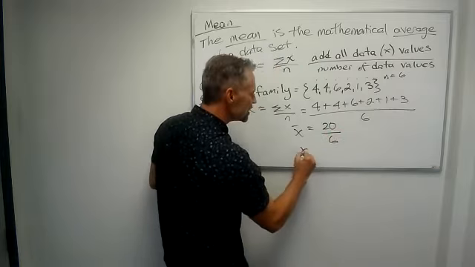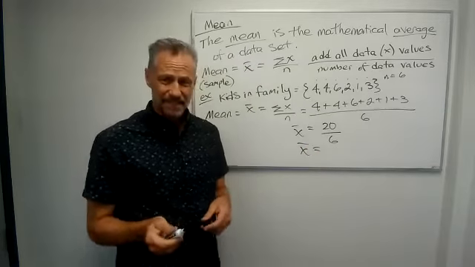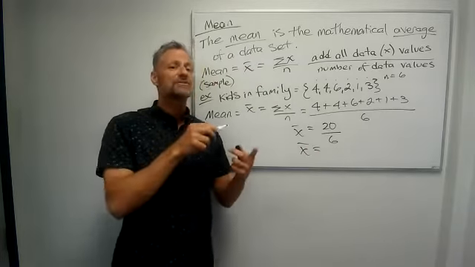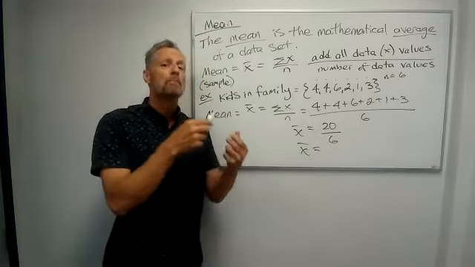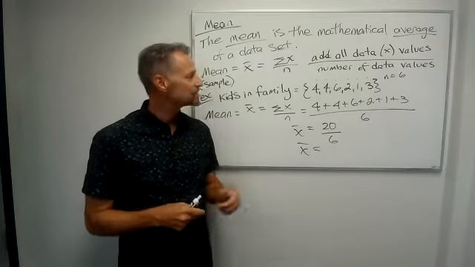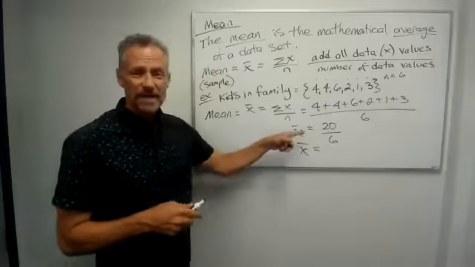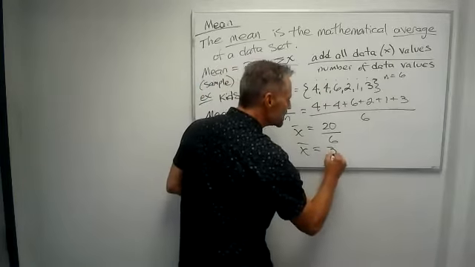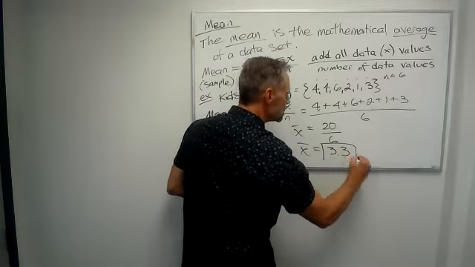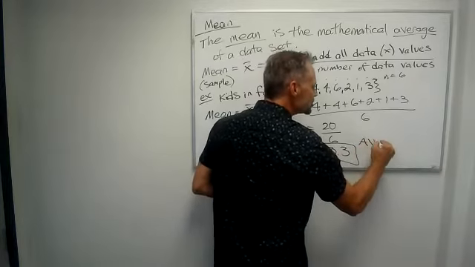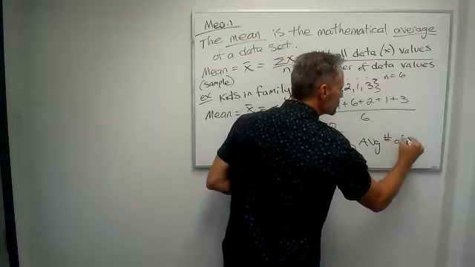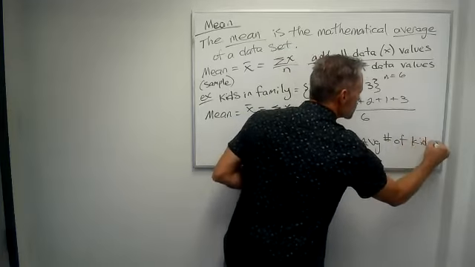Divided by 6. The general rounding rule in statistics is you go to 1 decimal place in your calculations more than the data values. Since the data values are whole numbers, I'll go to 1 decimal place. So when I do this, I get about 3.3 when I round it off. And that's the average number of kids per family.